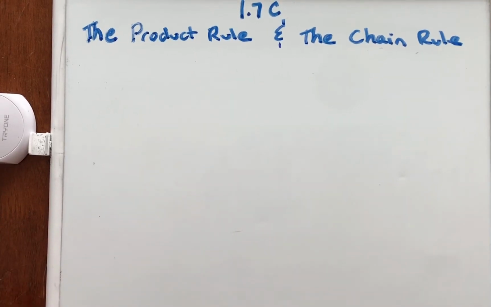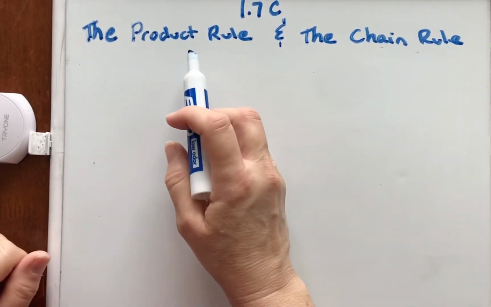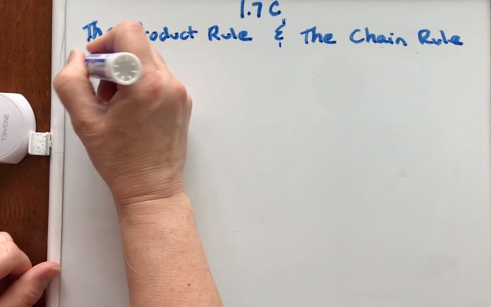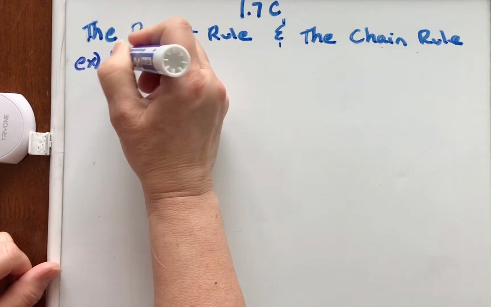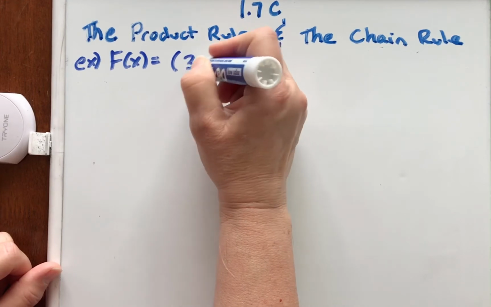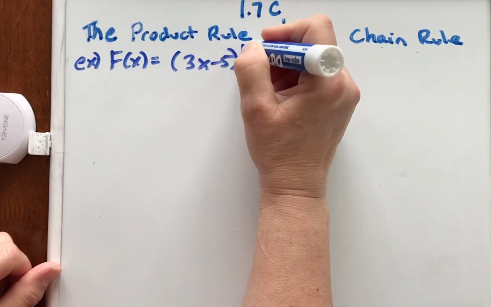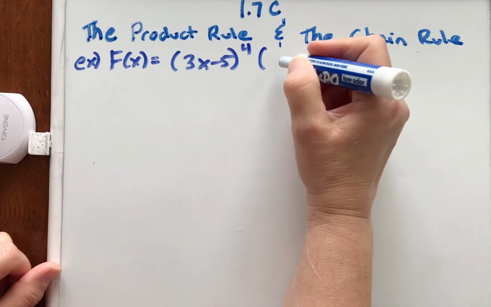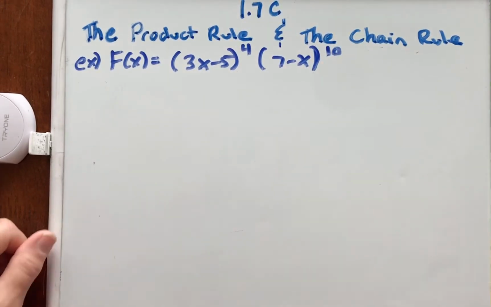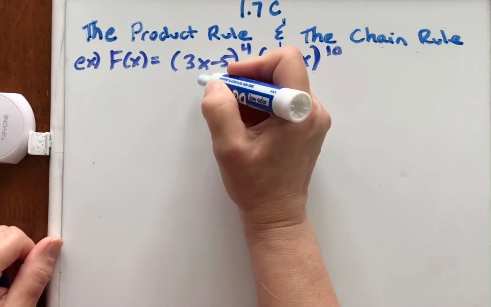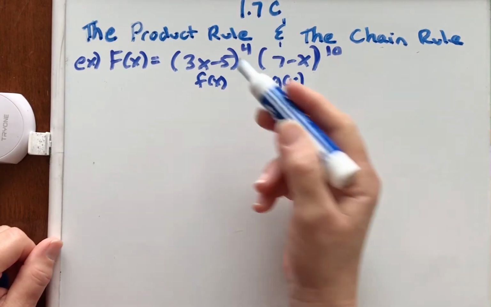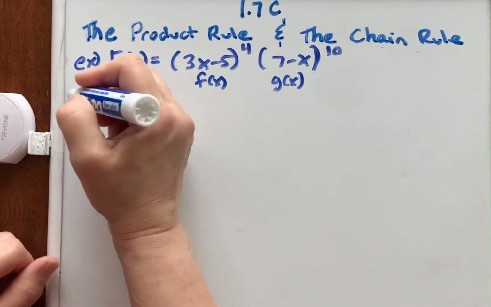This is 1.7c. We're now going to use the product rule and the chain rule all in one problem. So here we go. Here's an example. f of x equals (3x minus 5) to the power of 4 times (7 minus x) to the power of 10. All right, so we're going to call this f of x and this g of x and use the product rule and the chain rule.